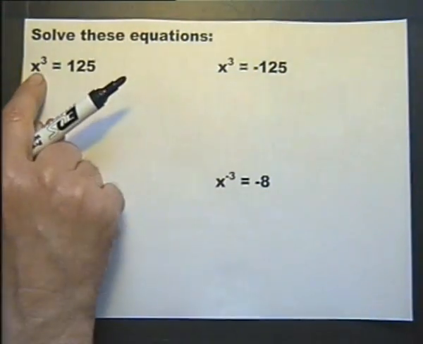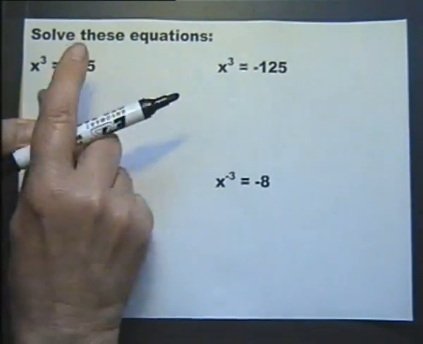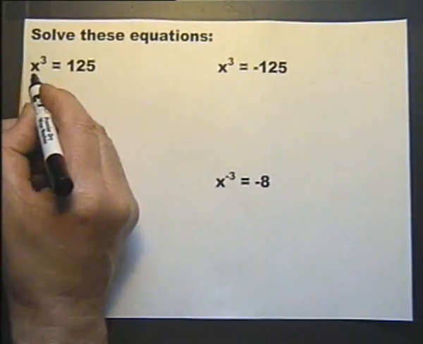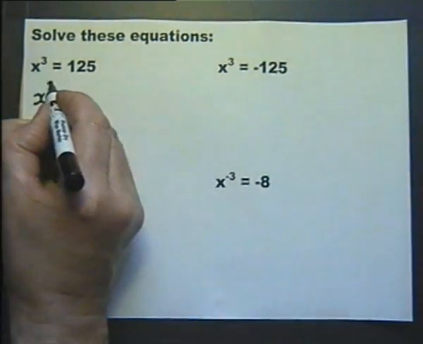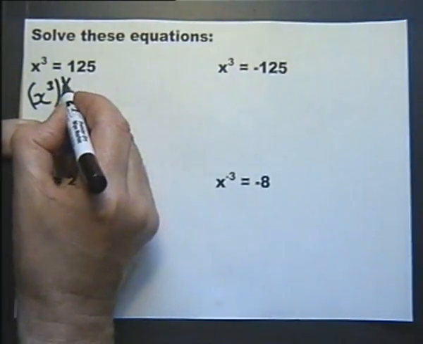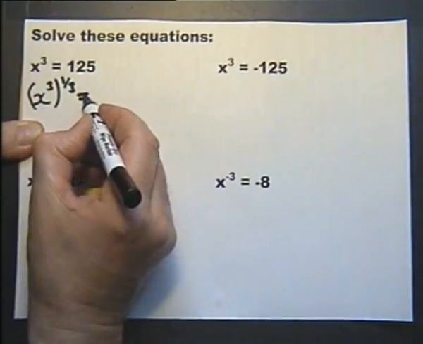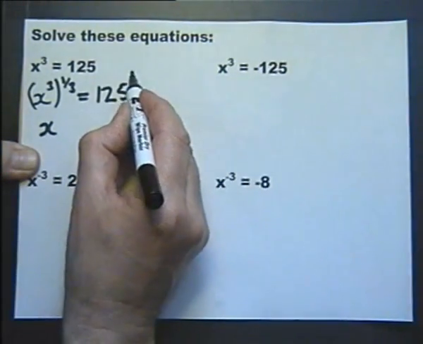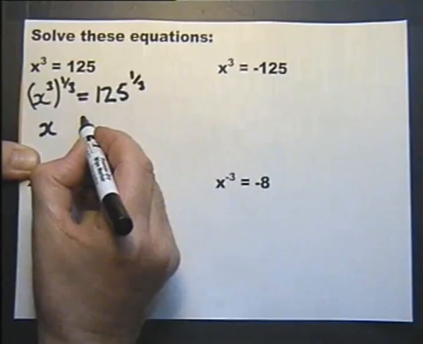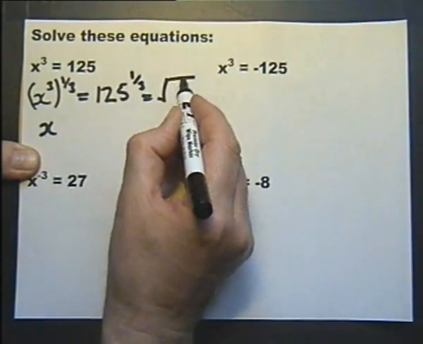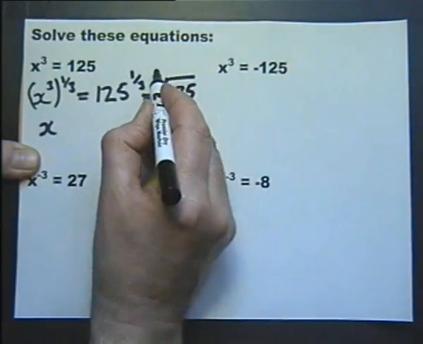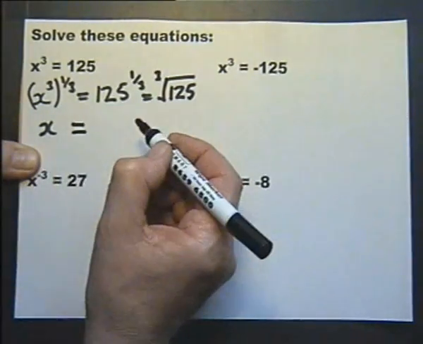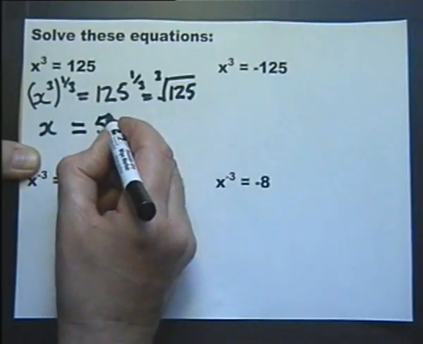If we know that x cubed is 125, then we cube root both sides, and if we cube root x cubed, in other words raised to the power of a third, we'll have x. So we need to find the cube root of the other side. Appreciating we could write it like that as well. 5 times 5 times 5 is 125, so the cube root of 125 is 5.